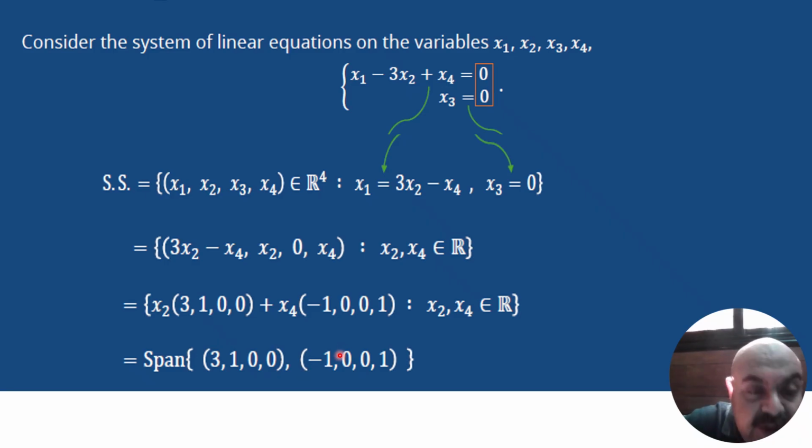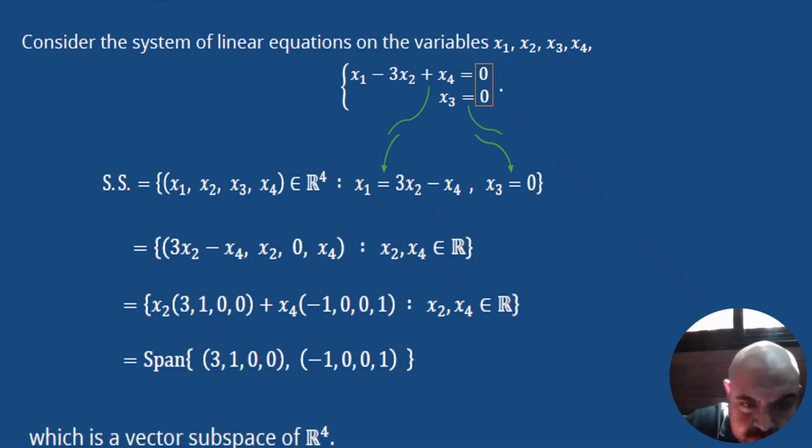Okay, so these two vectors are generators of a vector space based on the values of x2 and x4, which belong to R. Here, the degrees of freedom is 2, and the dimension is 2, which is a subvector space of R4.